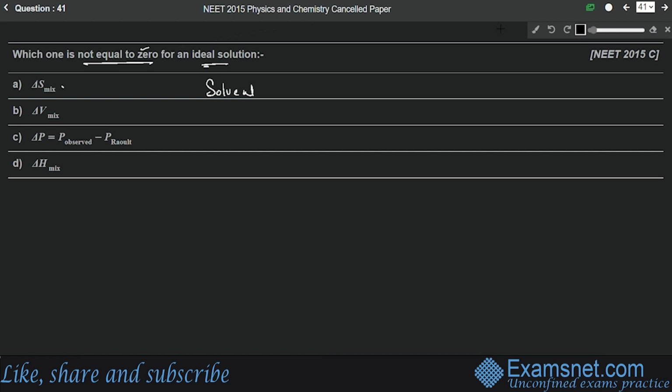because a solvent in a solute has more molecular disorder. So a large value of entropy of mixing. Entropy of mixing is positive, not 0. Option A will be the correct answer. It is not equal to 0 for an ideal solution.